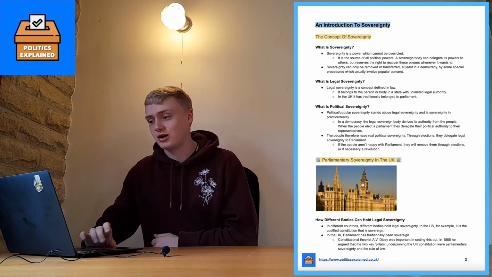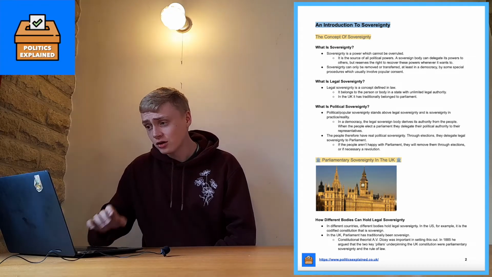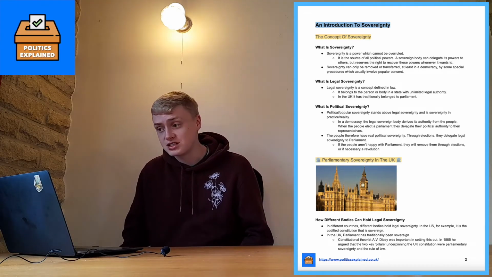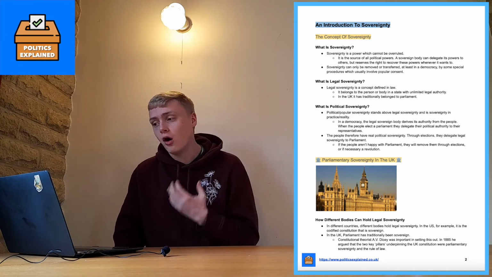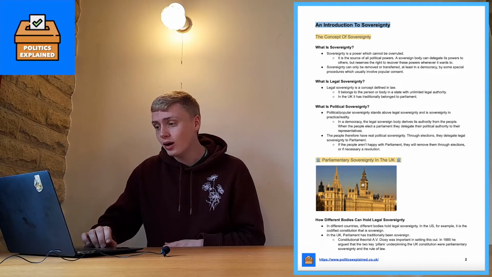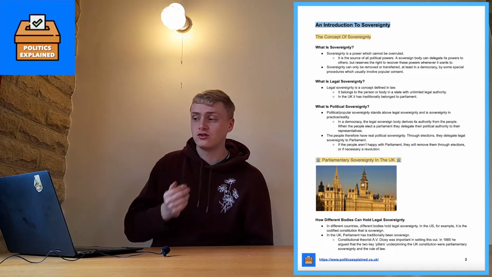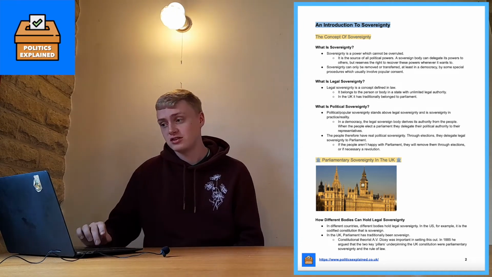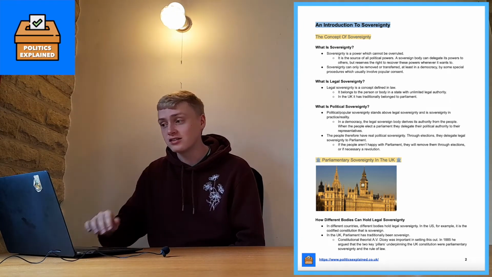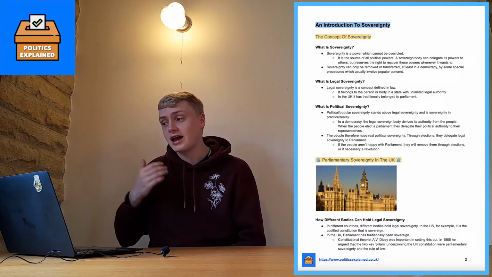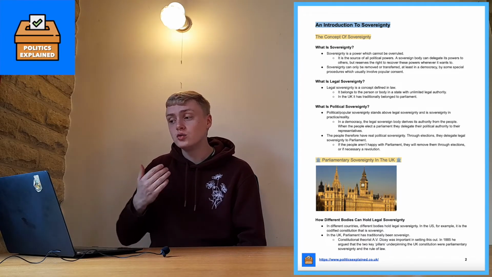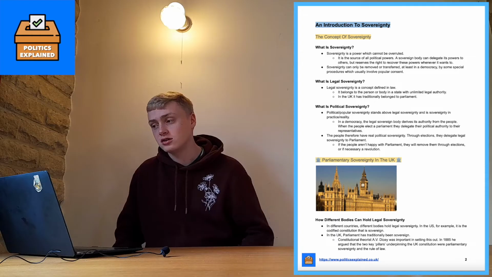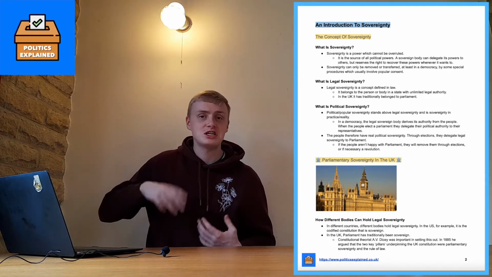So now I'm going to look at parliamentary sovereignty in the UK. How can different bodies hold legal sovereignty? In different countries, different bodies hold the legal sovereignty. For example, in the US, it's the codified constitution that is sovereign. In the UK, it's Parliament that's traditionally been sovereign. Constitutional theorist A.V. Dicey was important to setting this out in 1885 when he argued that the two key pillars underpinning the UK Constitution were parliamentary sovereignty and the rule of law.